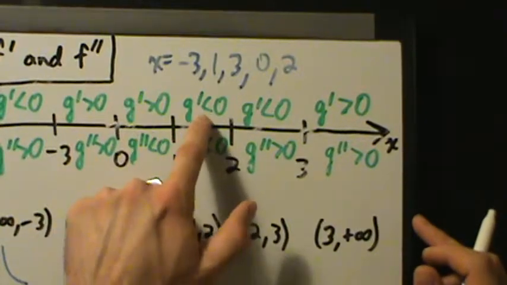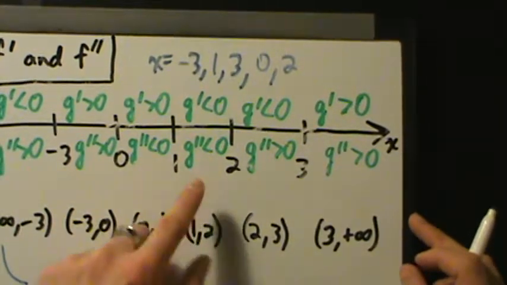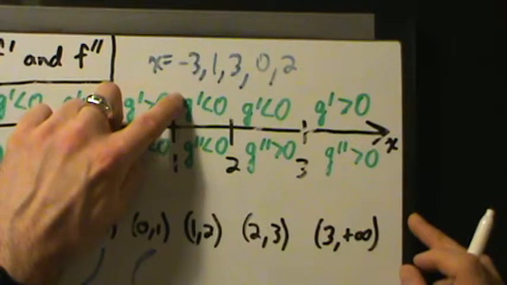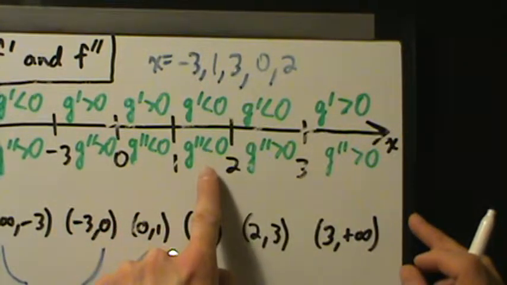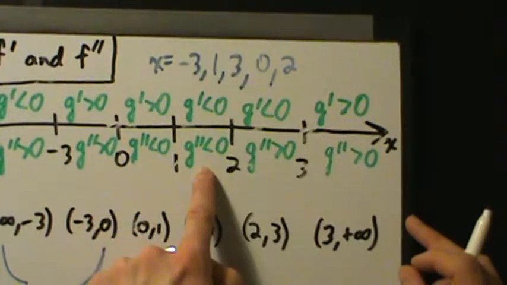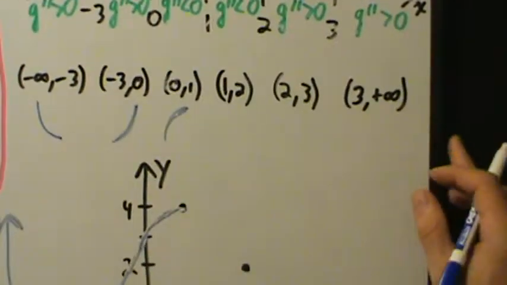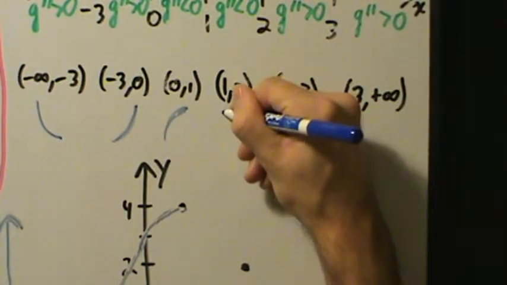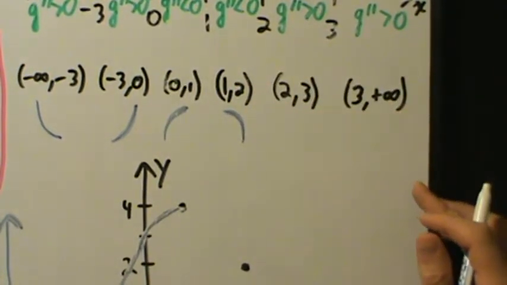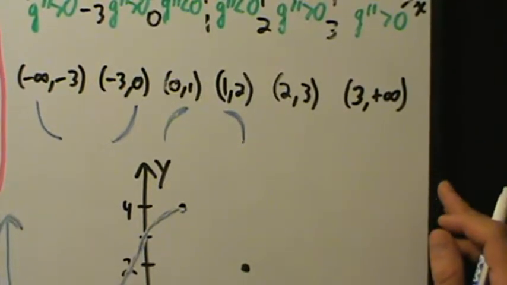G primed is negative and G double primed is negative. So this means G is decreasing, okay, and this tells us that G is concave down, okay? Decreasing function, concave down. What does that look like? Well, decreasing and concave down looks something like that. So we want to do that from 1 to 2. Okay.